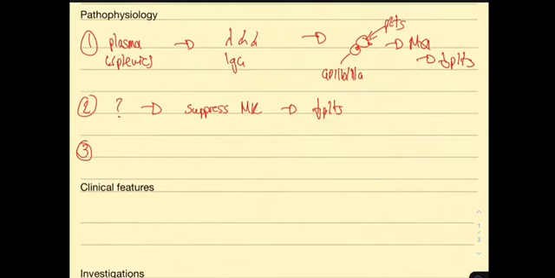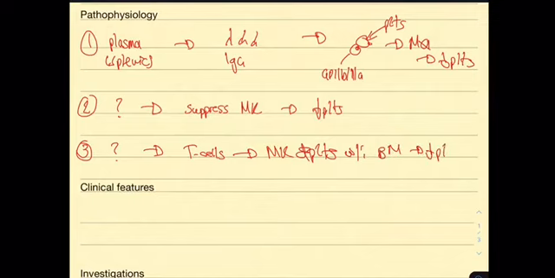The third mechanism is due to T-cell mediated destruction of platelets and megakaryocytes in the bone marrow. So again, we have an immune response which resulted in T-cells targeting megakaryocytes and platelets within the bone marrow, and again this results in low platelets. These are the three mechanisms which have been proposed and investigated in the literature.